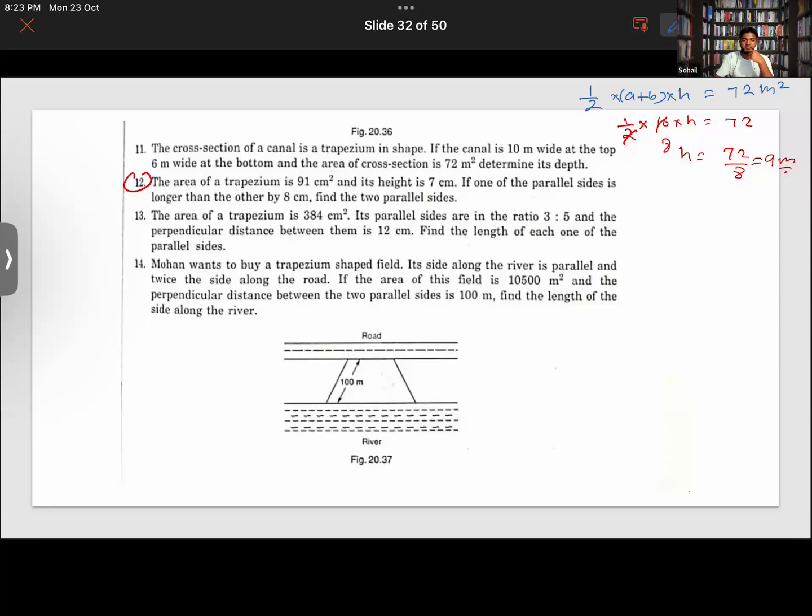I hope you guys haven't forgotten how we used to find the sum of interior angles of a polygon, or how we used to find the exterior angles of a polygon.